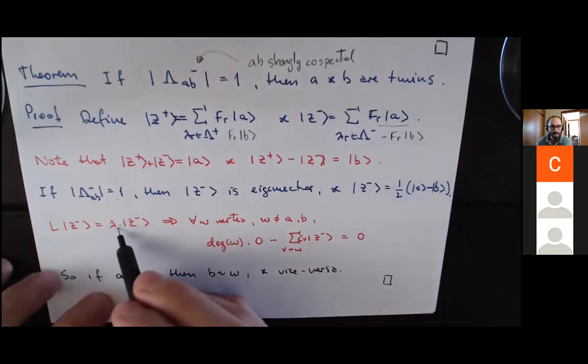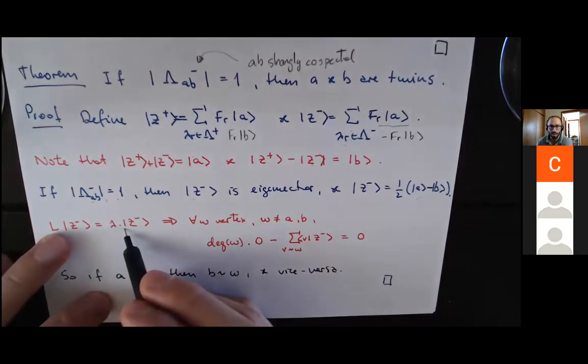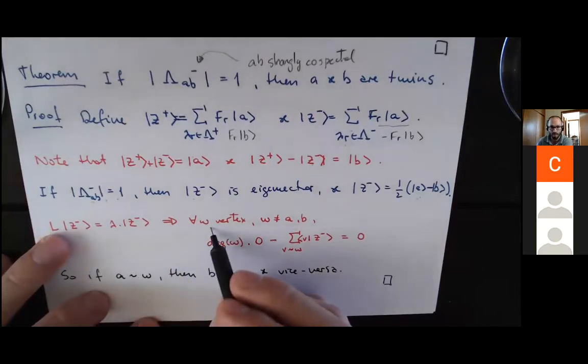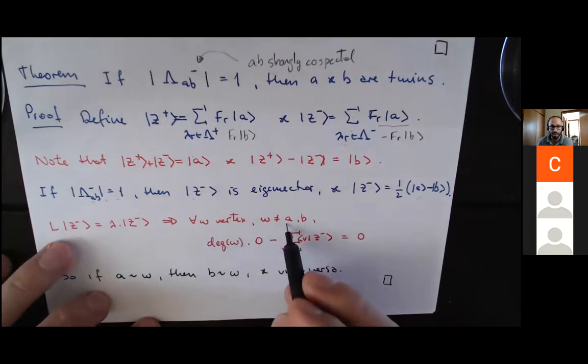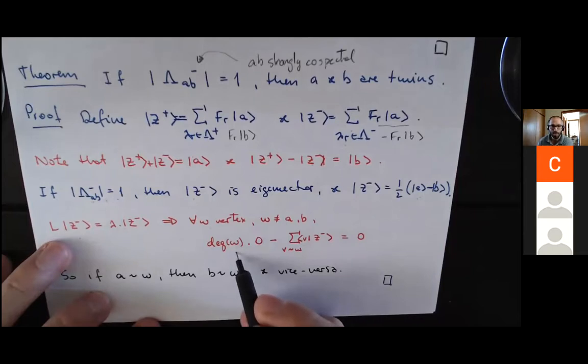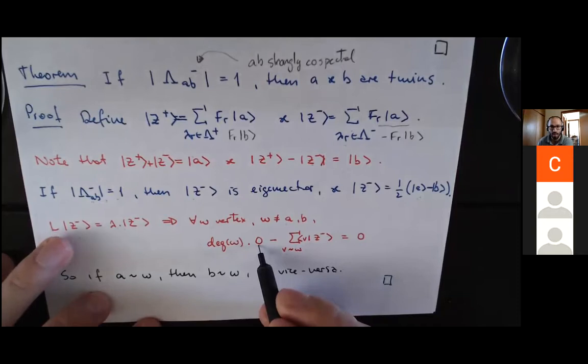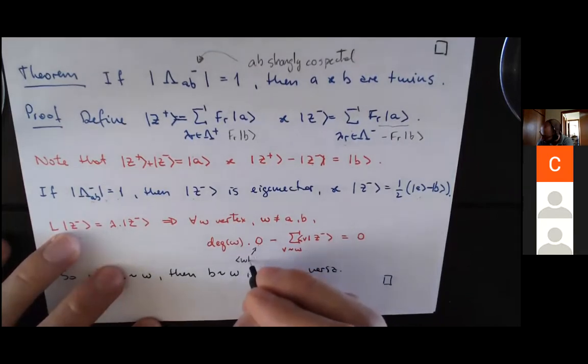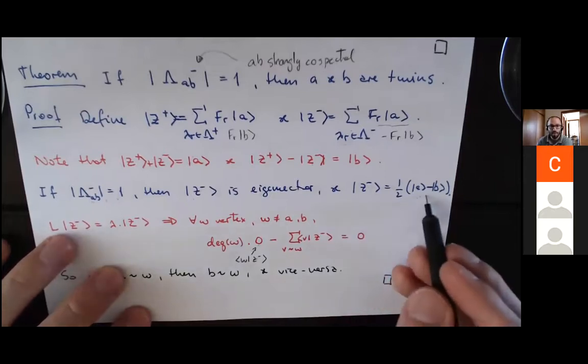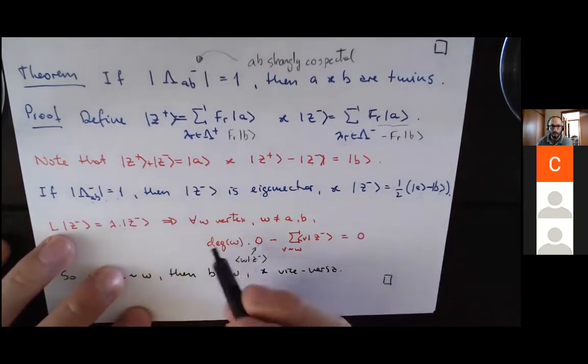ket z minus, L times ket z minus equals lambda ket z minus, implies that, so now this is the eigenvalue equation which I can examine row by row, and this means that for all vertices of the graph different than A and B, this equation is the same thing as saying that the degree of W, which appears in L, minus the sum over the neighbors of W of the corresponding entries in ket z minus is equal to, so this 0 here is the W entry of ket z minus. And I know that this is 0 because ket z minus is ket A minus ket B, and I'm looking at vertices which are different than A and B.